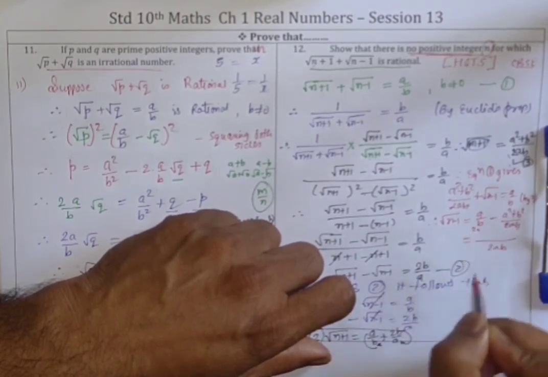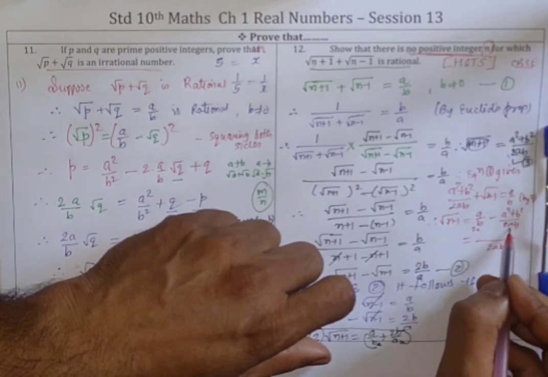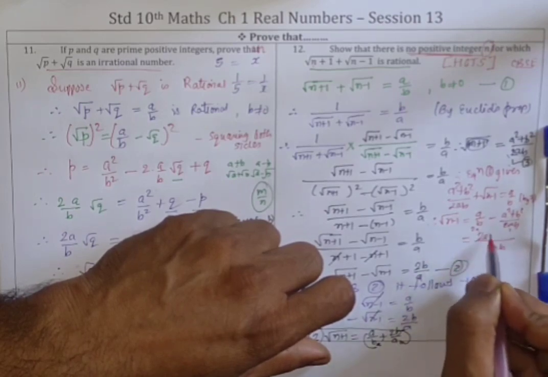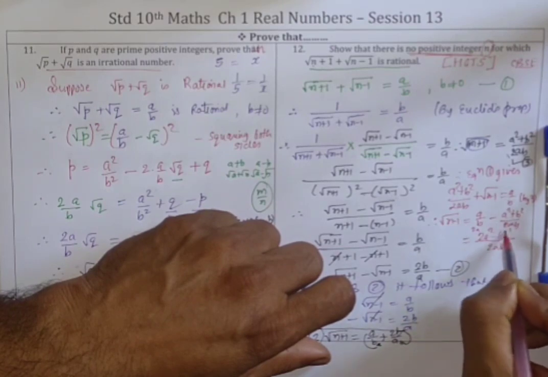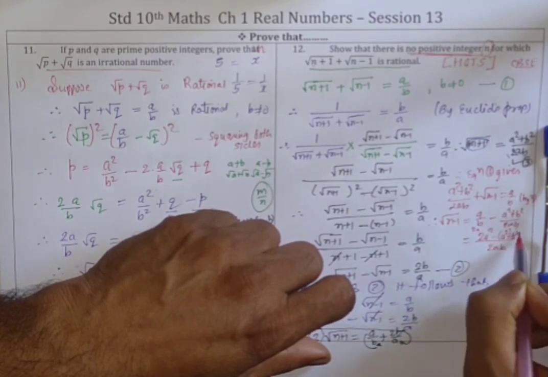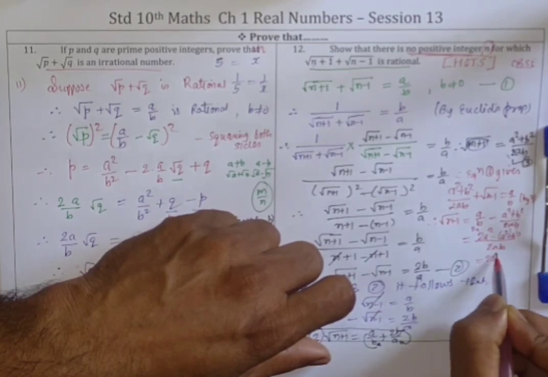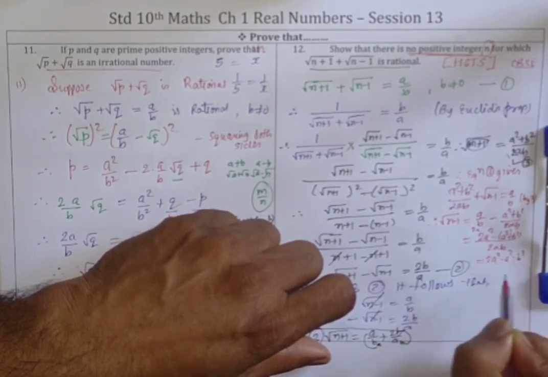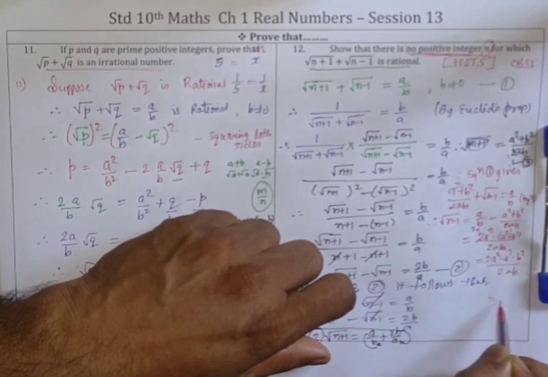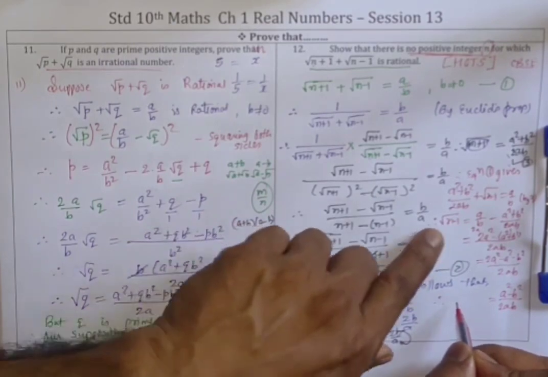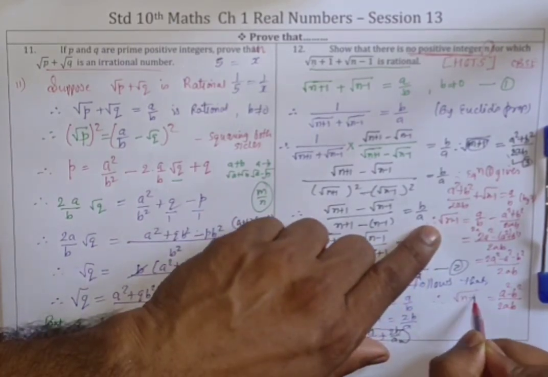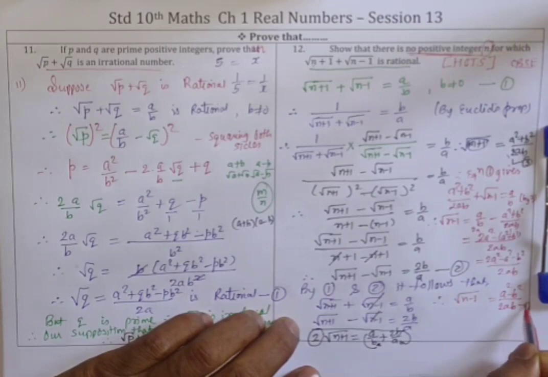So here 2a, and here 1, 2a into a, 2a square, minus, oh children, minus, so bracket mein compulsory likhna hai, (a square plus b square). So that gives me 2a square minus a square minus b square upon 2ab, and that gives me 2a square minus a square is (a square minus b square) upon 2ab. Alright, that is what? Root n minus 1. This is result number 4.